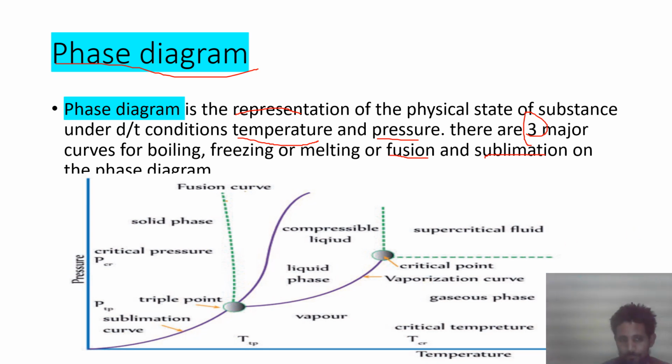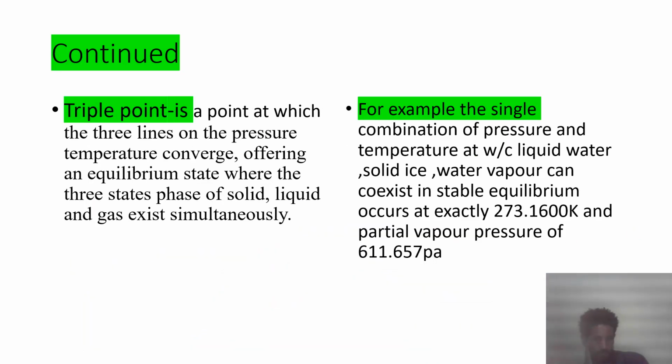Next. Okay, continued. As I told you before, there are key terms in the phase diagram. Triple point. The triple point is a point at which the three lines on the pressure-temperature diagram converge, offering an equilibrium state where the three phases, solid, liquid, and gas, exist together or simultaneously.